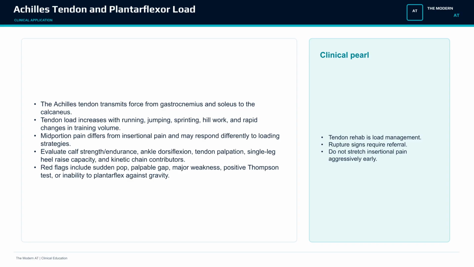The exam should include tendon palpation, morning stiffness questions, ankle dorsiflexion, calf strength and endurance, single leg heel raise capacity, and kinetic chain contributors. Watch for rupture red flags: sudden pop, palpable gap, major weakness, positive Thompson test, or inability to plantar flex against gravity. The clinical pearl is that tendon rehab is load management, and suspected rupture requires referral.